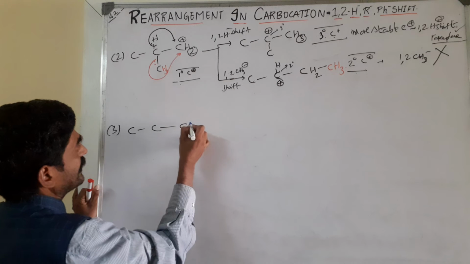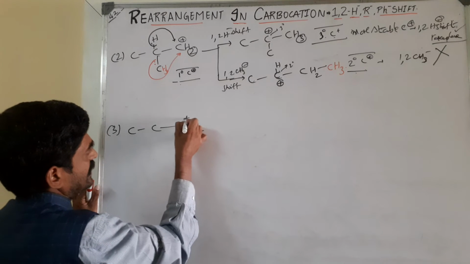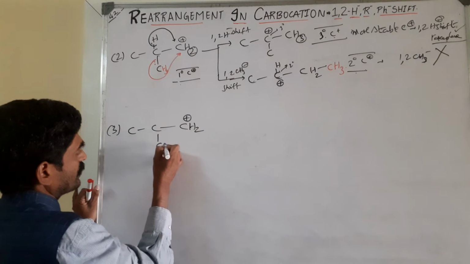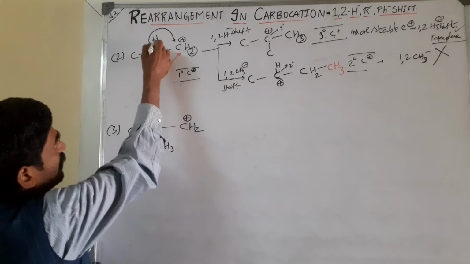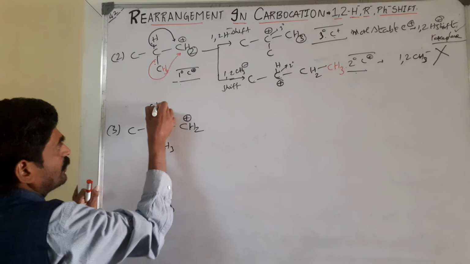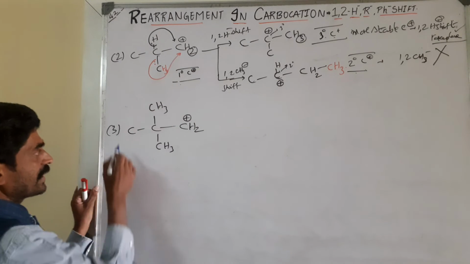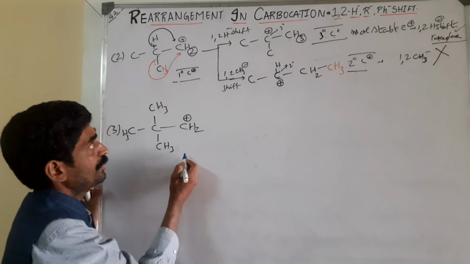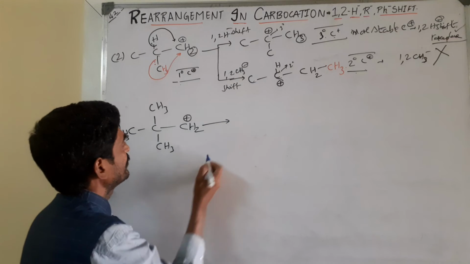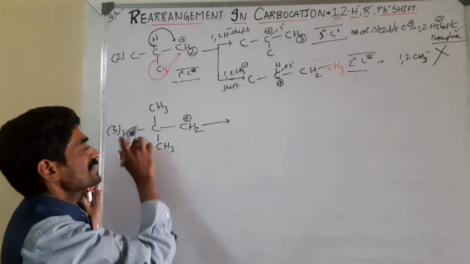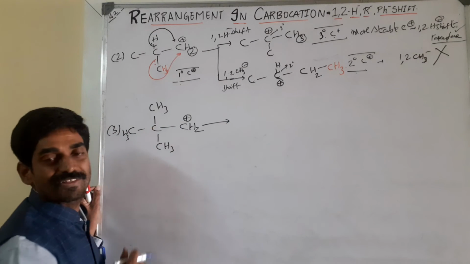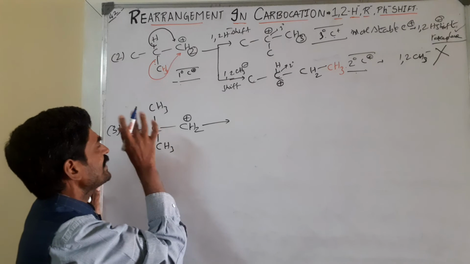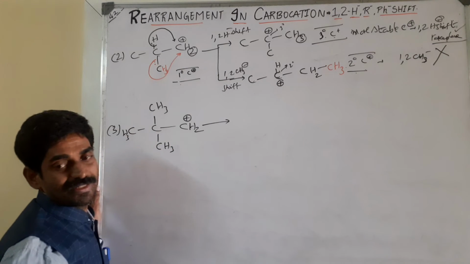So now here this is a CH2 plus, and here a methyl group is there. I am taking that methyl group as it is, and in the place of this hydrogen, now I am taking a methyl group. So here on all sides there are methyl groups, and it is unstable. Then which shift is possible? There is no other chance. Hydrogen shifting is not happening because there is no hydrogen atom here. That is why only methyl shifting takes place, right?